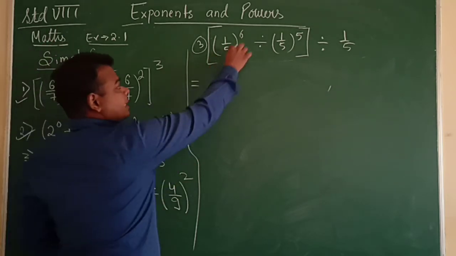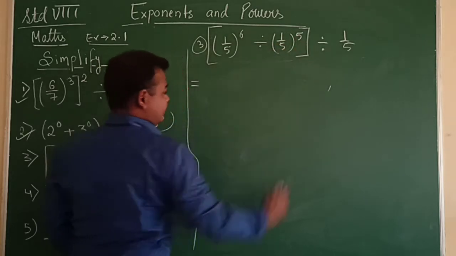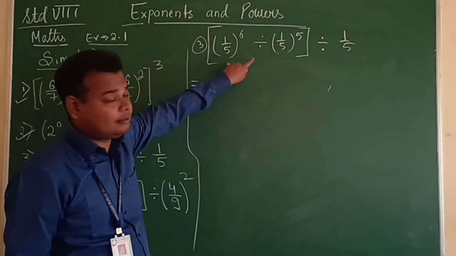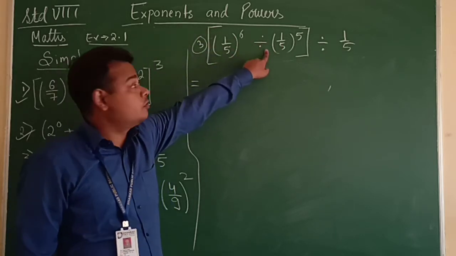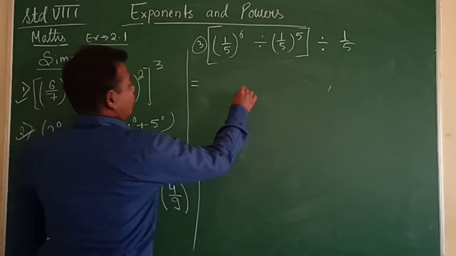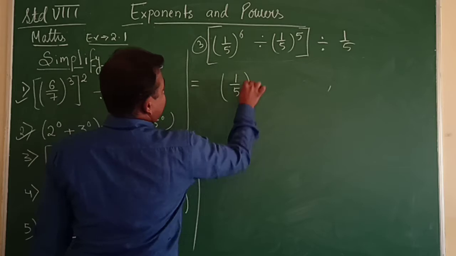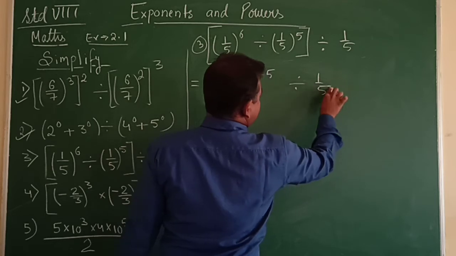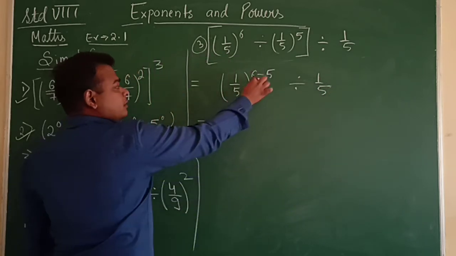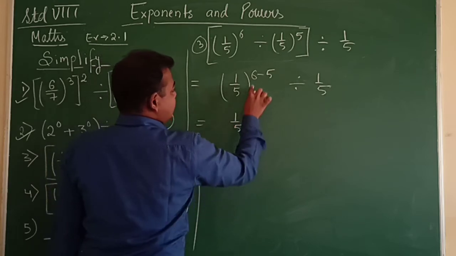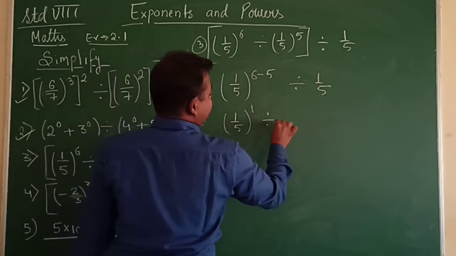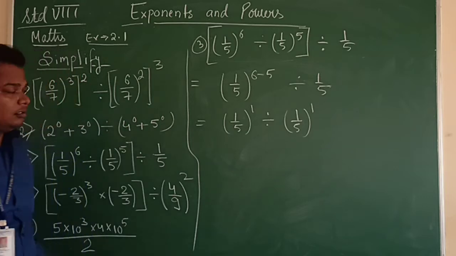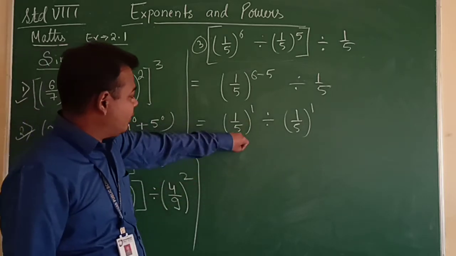So (1/5)^6 divided by (1/5)^5. As we know, we have the same base, 1 by 5, and it is in the form of division, so we will subtract the powers as per the law: (1/5) to the power 6 minus 5, and the base is written as it is, no changes. Now 6 minus 5 is 1, so we get (1/5)^1, divided by 1 by 5. Again the same base, 1 by 5.